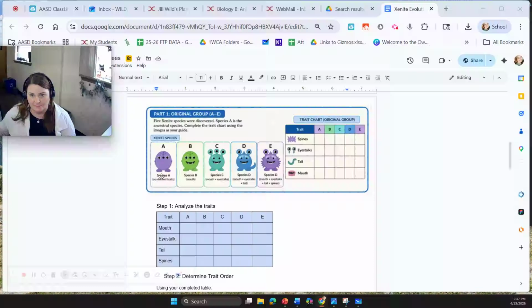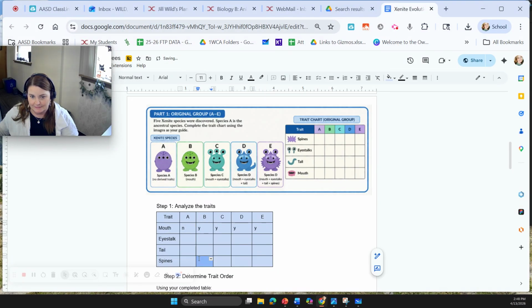So for example, if they have a mouth, you would put a Y in the box. So B has a mouth, C has a mouth, D has a mouth, E has a mouth. A does not, right? So you're going to continue to fill in this chart. And once you have the chart filled in, you'll be able to see which ones are more closely related to each other and put them in order, because the ones that have characteristics more like A will be the oldest, and the ones that are most different from A will be the youngest, if that makes sense.